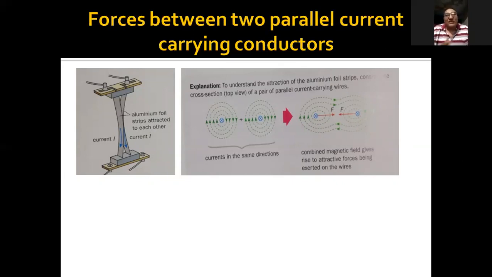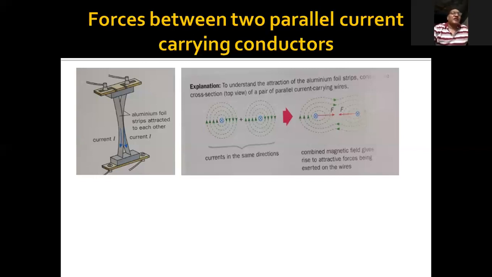In both the conductors, the current is going downward. So when you switch on the current, you will observe that the conductors attract each other. As in this diagram, you can see in the middle portion, they have attracted each other. So let's see why this happens.